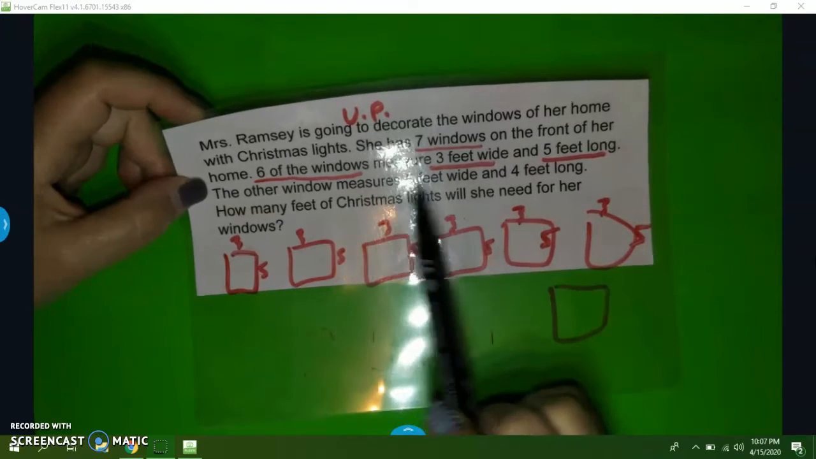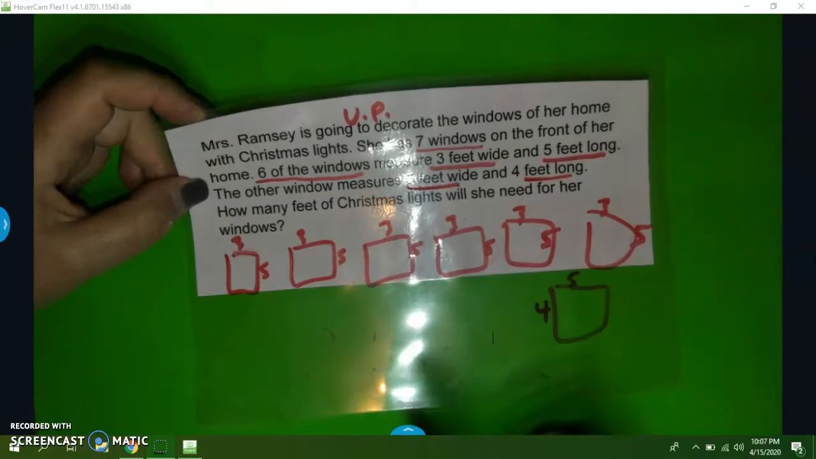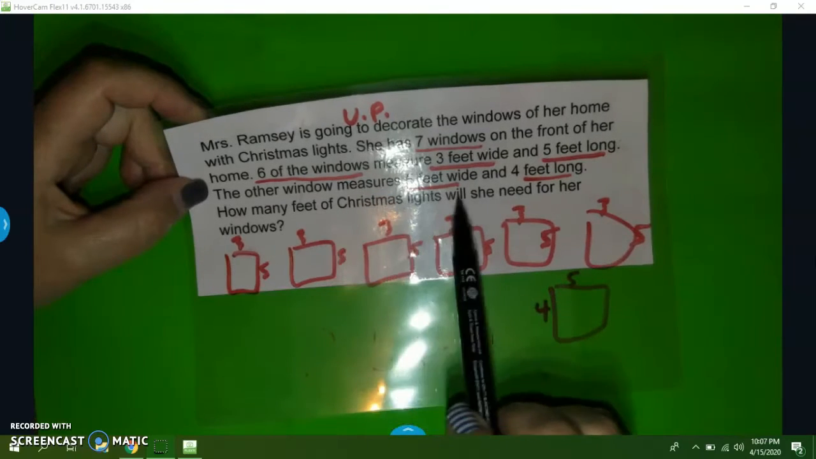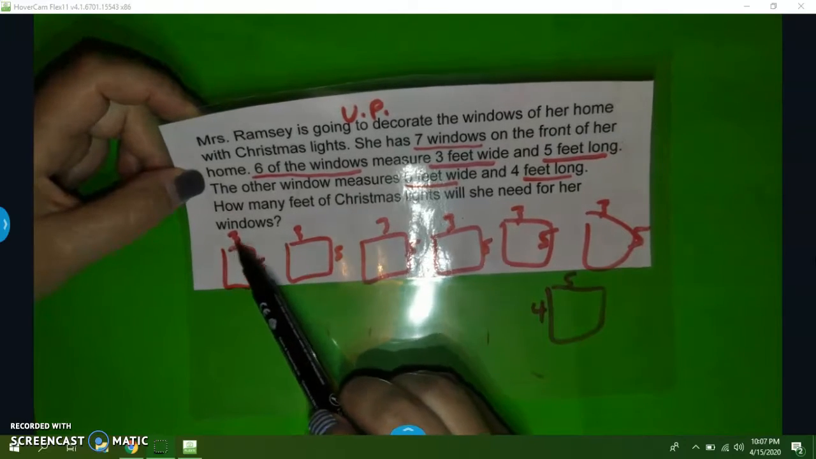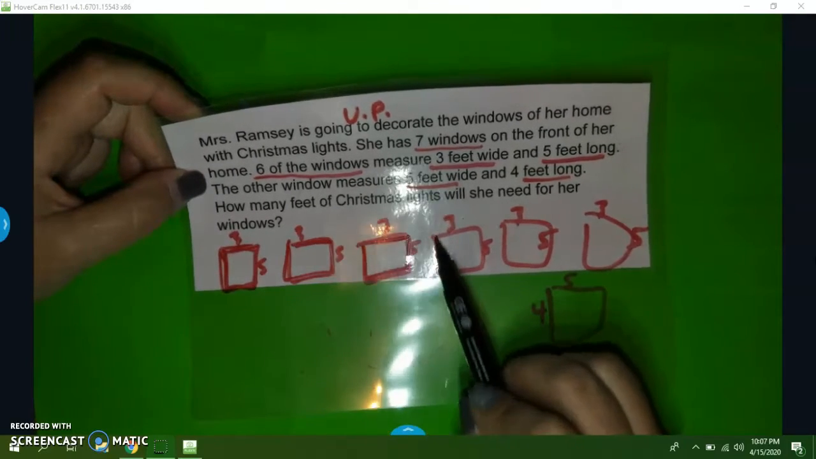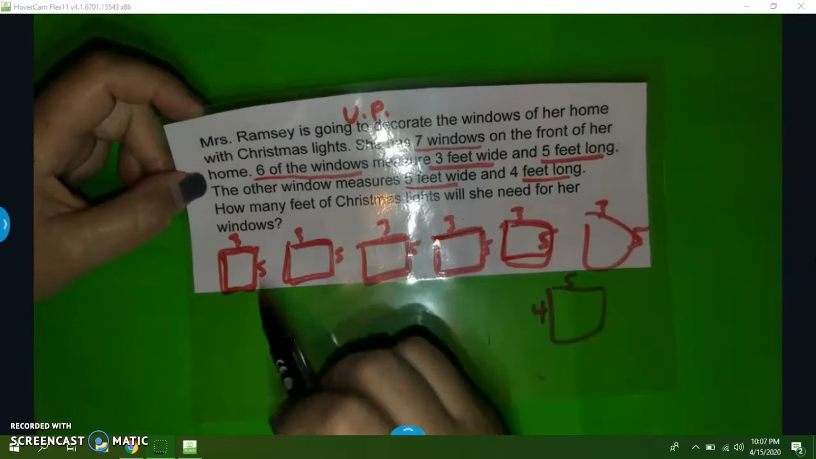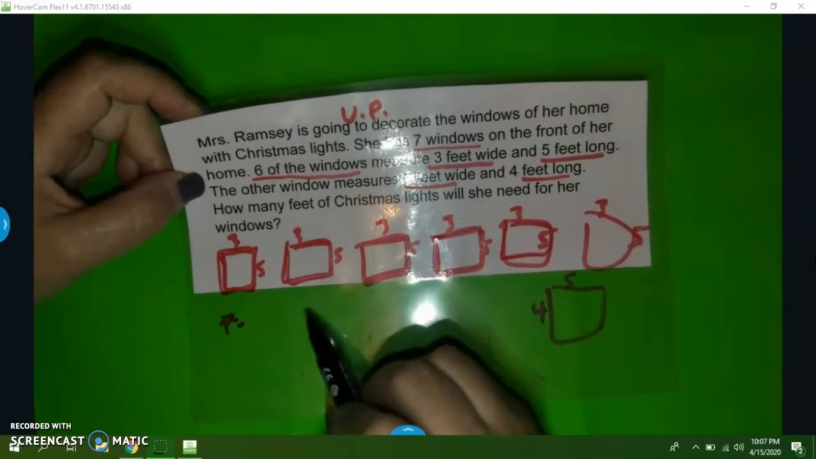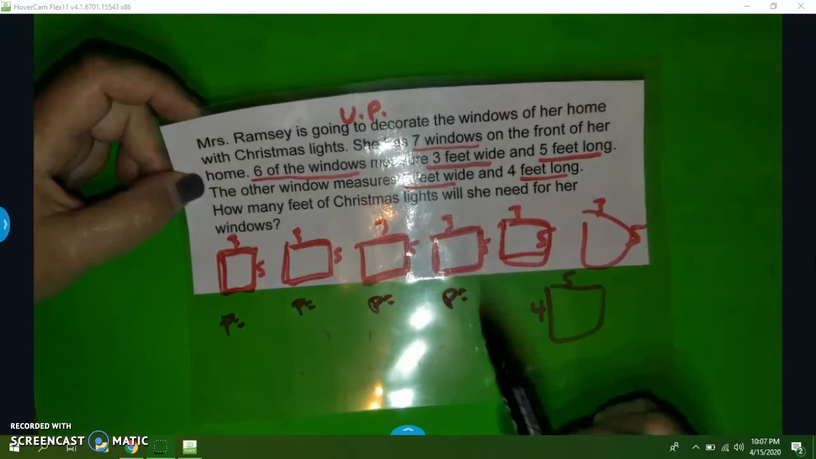And then her other window is 5 feet wide by 4 feet wide. How many feet of Christmas lights will she need for her window? So I'm looking at how much light do I need to go around her windows? Because you've got to think, Christmas lights, where do people put them? They don't cover their window with them. They just put them around the outside edge, which tells us I need the perimeter of all these rectangles.